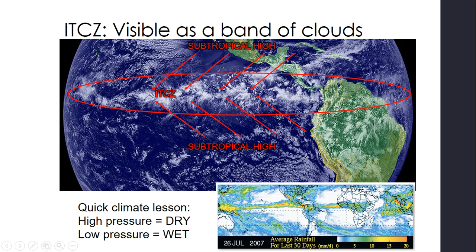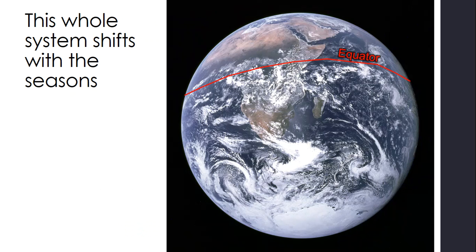Right, and so you look here at an average rainfall chart. This is for 30 days in July, but you can see here lots of precipitation. Here is your ITCZ right here. That's going across the planet, and you're going to get lots and lots of precipitation from it. And so this whole system shifts with the seasons, right? And so where do you notice the ITCZ in this picture? The red line here is our equator, and you can notice that band of clouds that's happening just south of the equator.